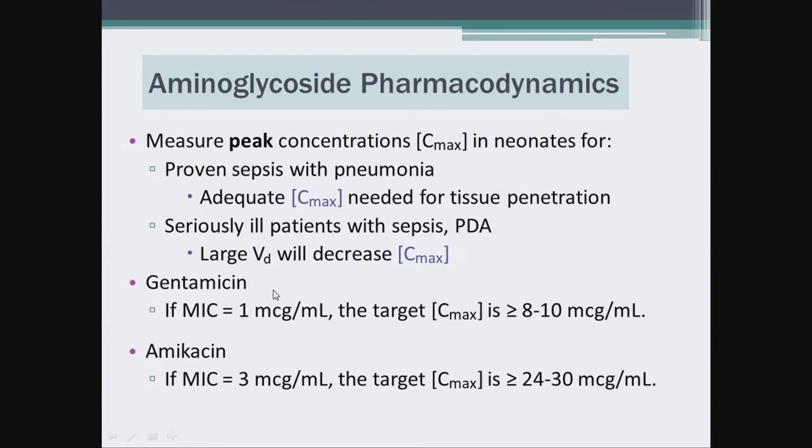Using the MIC for the different organisms, for gentamicin, if the MIC is 1, then the target should be 8 to 10 micrograms per ml for a peak serum concentration. For amikacin, if the MIC is 3, then the target Cmax should be 24 to 30 micrograms per ml. So again, your target is based on the MIC of the organism and the drug that you're using.